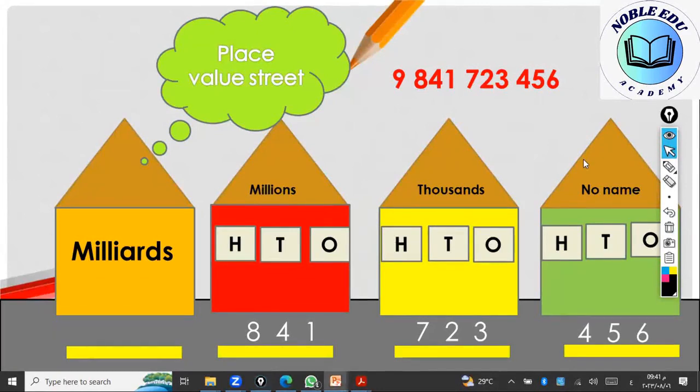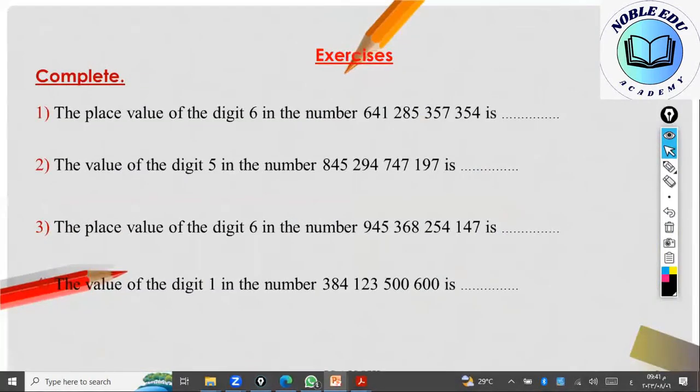Now exercise: the place value of digit 6 in the number here. When I ask you about digit 6, circle digit 6 and find in which place value it is. Count 3 digits and put a comma. I have here comma, comma, comma. No name, thousand, million, milliard. And here, what about the room of milliard? 100. So here I have 100 milliard. Digit 6 is called what? 100 million. Or billion, the same word.